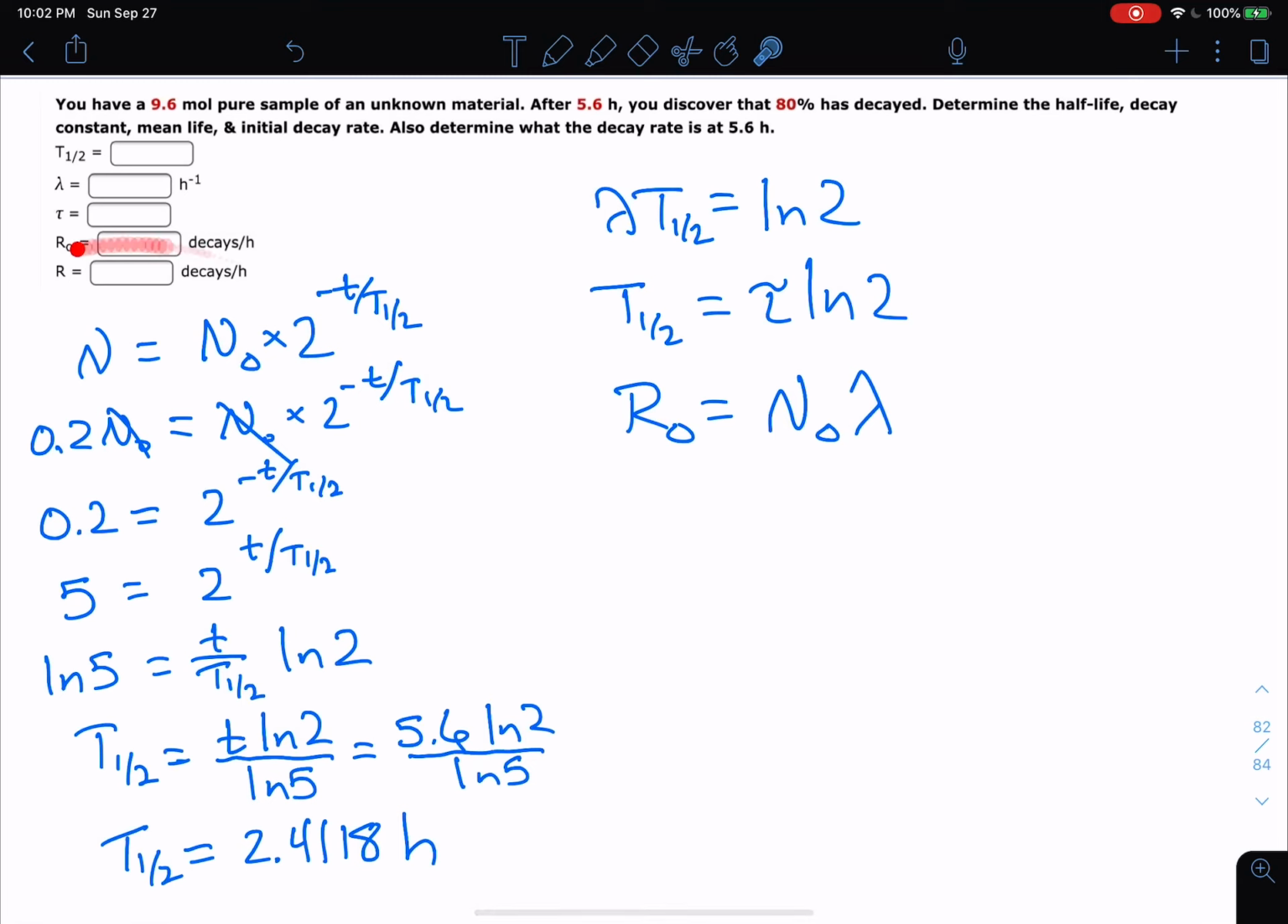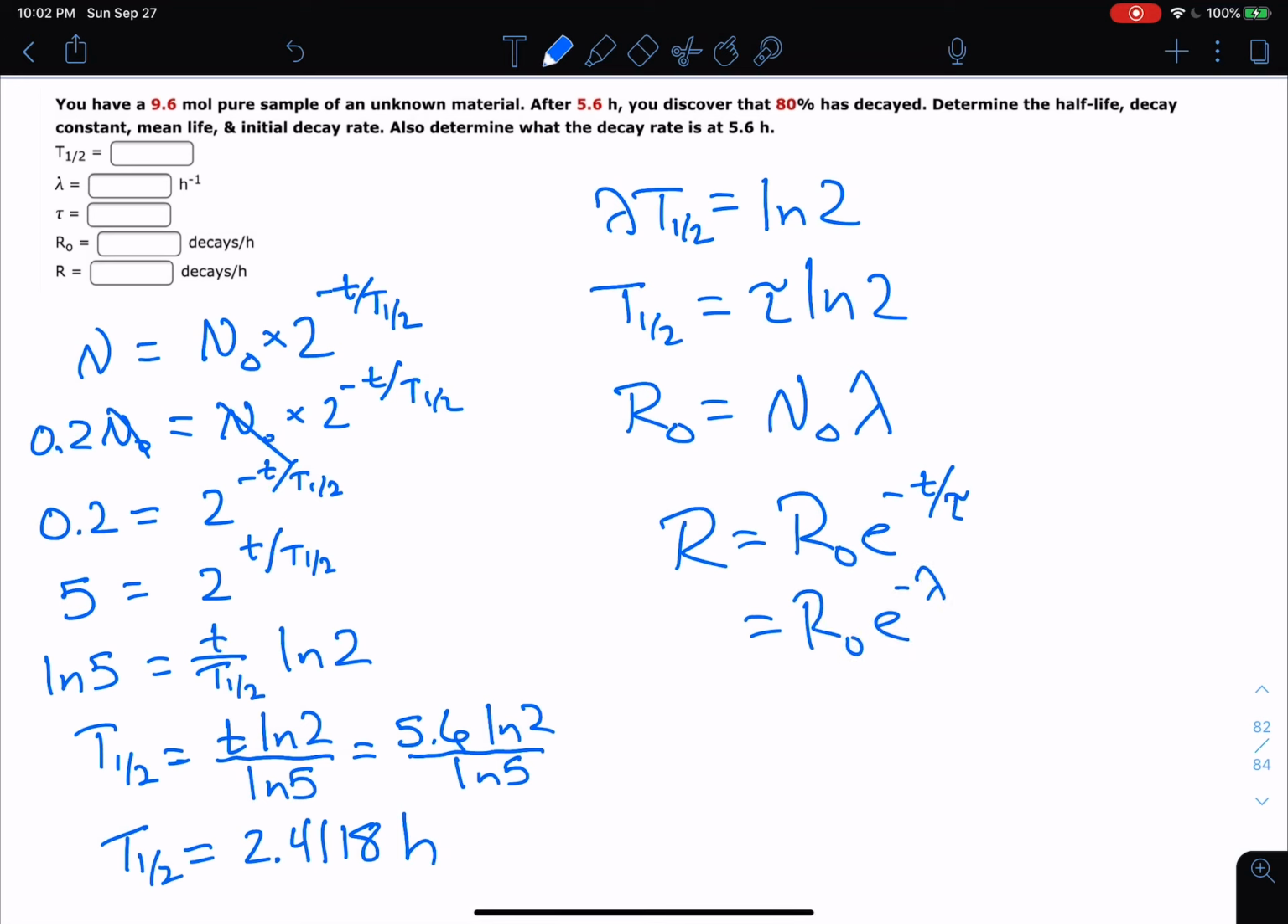The last thing is R. I need to get the decay rate at 5.6 hours. Well, we've got the formula for that. R equals R naught, and you can leave it as e to the negative t over tau. Or if you prefer, R equals R naught e to the negative lambda times t. Or if you prefer, R naught times 2 to the negative t over the half-life. It's really whatever you prefer. All of these within rounding will give you the same answer.